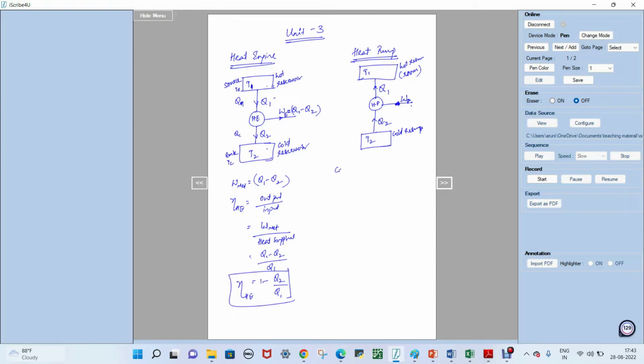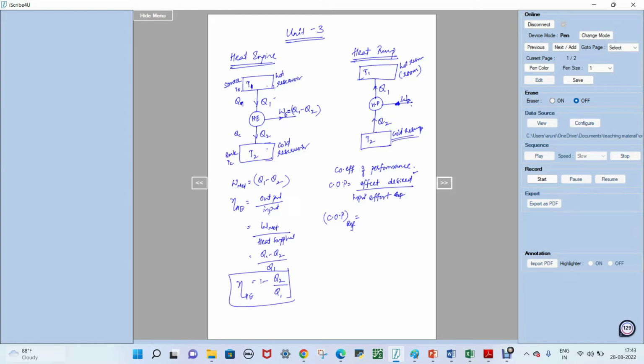Here we will find the coefficient of performance. It's more like efficiency. COP is effect desired by effort supplied, or input effort. Now this heat pump that we have represented here can work as a refrigerator, wherein the effect desired is the amount of heat removed from the cold reservoir.